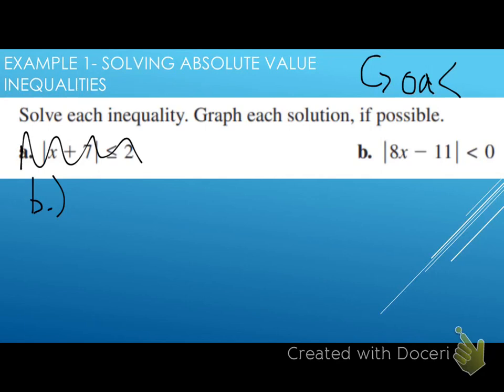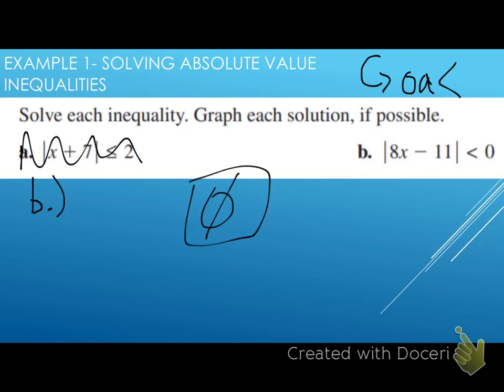No matter what number I plug into this absolute value, I'm always going to get what? A positive or 0, right? Will a positive number or 0 ever be less than 0? No. So do I have any number that'll make this work at all? So what's my answer? No solution.